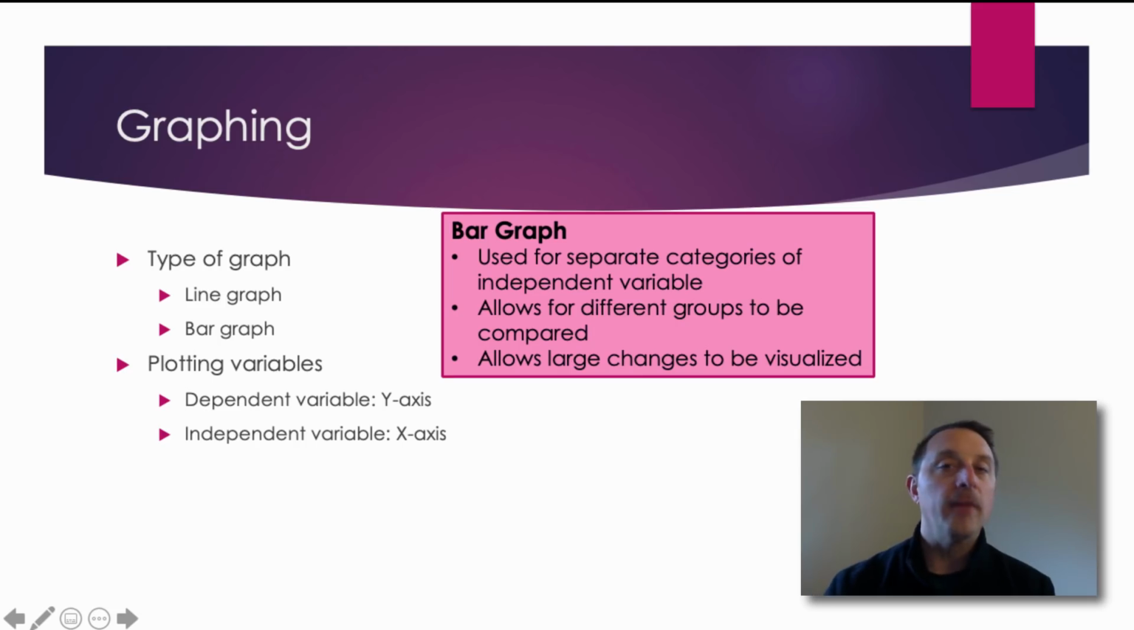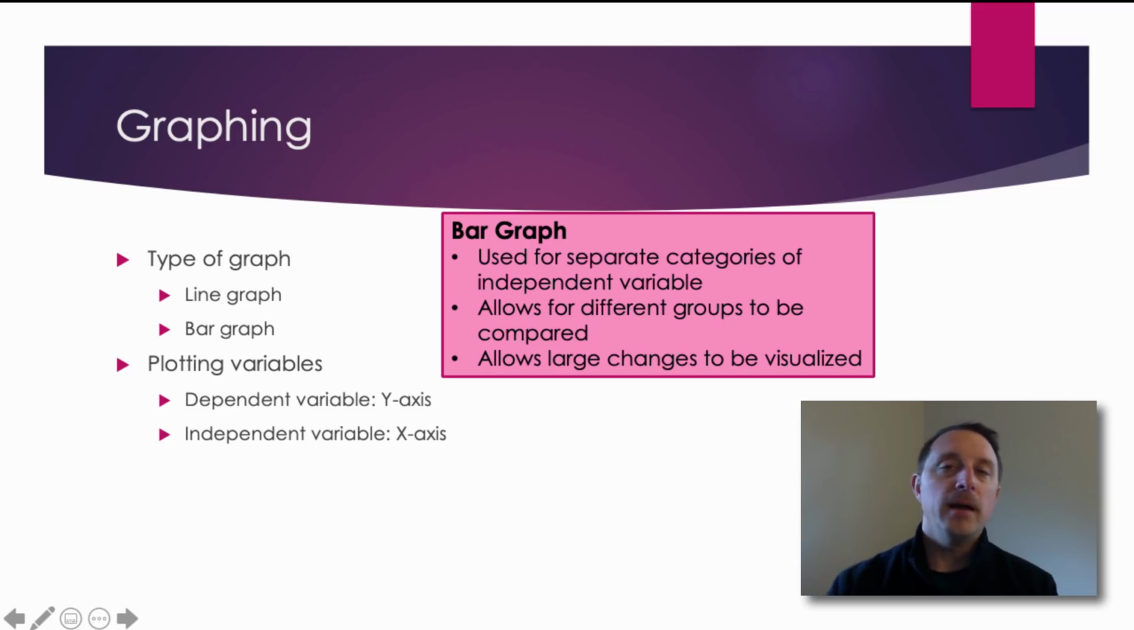A bar graph, on the other hand, is more useful when we have independent categories for our independent variable, where we don't have a constantly changing variable. It's different treatment groups or vastly different time periods. Bar graphs can also be used when we have very large changes in our variables, and this can make it a little bit easier to visualize.